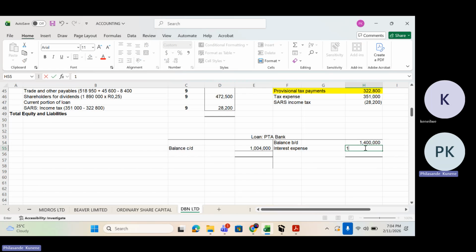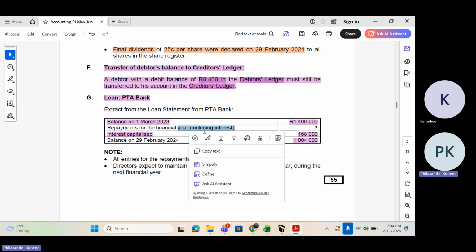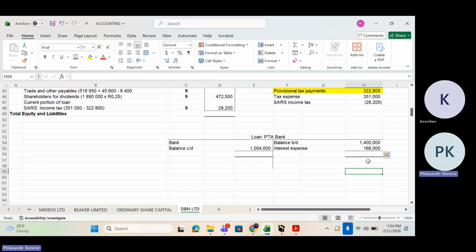Since they're saying the interest is capitalized, which means it's already included in this balance, and the payment that I'm going to make this side, there will always be a payment, because now I'm looking for repayments for the financial year, including interest. They didn't give us that, so we need to calculate that. So now I'm going to add my credit side and see how much I get as a total this side. If I add it, I'm getting 1,568,000, and then I'm going to transfer it to this side, 1,568,000.